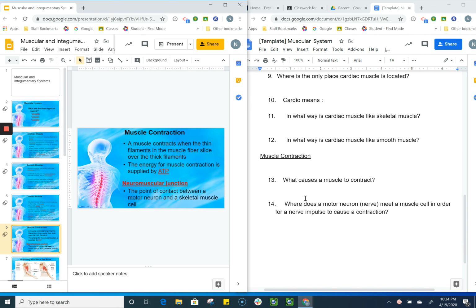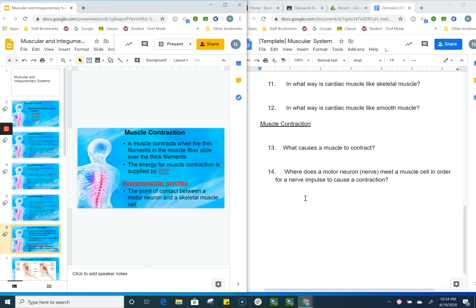Okay, the next section is on muscle contraction and what causes a muscle to contract. We're going to go very basic with this for this particular class. It's basically when the thin filaments in the striations of the muscle fiber, and a muscle fiber is a muscle cell, slide over the thicker filaments. When the thinner filaments slide over the thicker filaments, that's what causes a muscle contraction.